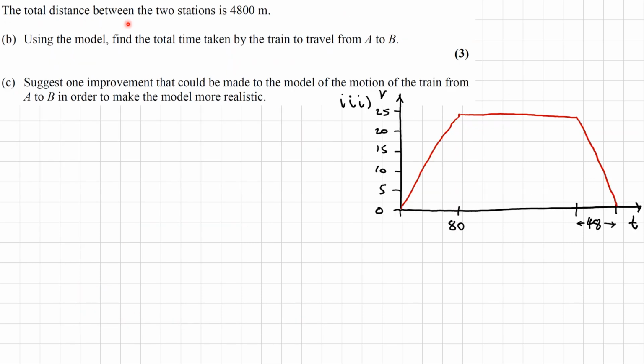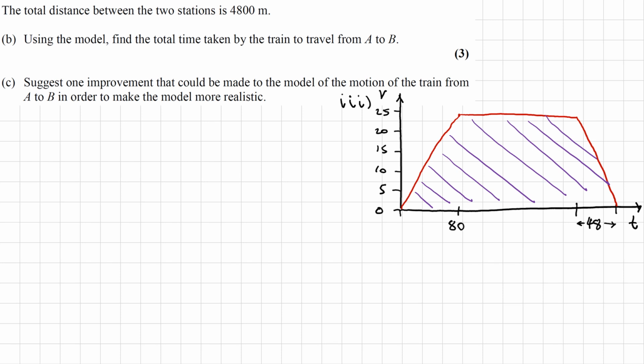The total distance between the two stations is 4,800 meters. Part B, using the model, find the total time taken by the train to travel from A to B. I've got my velocity time graph from part A, and if the total distance between the two stations is 4,800 meters, this area is equal to 4,800 meters. So when we've got a velocity time graph, the area under that graph is equal to the total distance, so 4,800. Now what I've got here is a trapezium, so I want to be able to find the area of that trapezium, make it equal to 4,800.